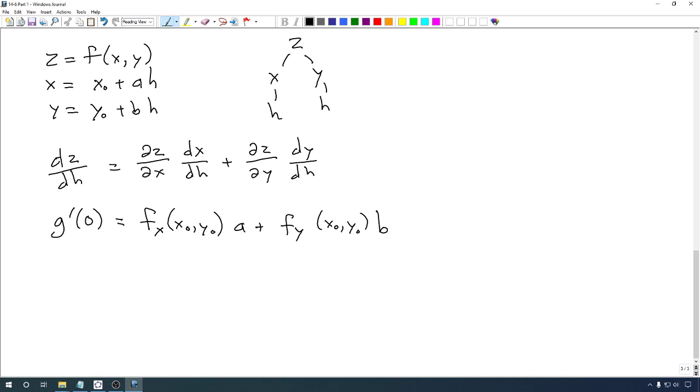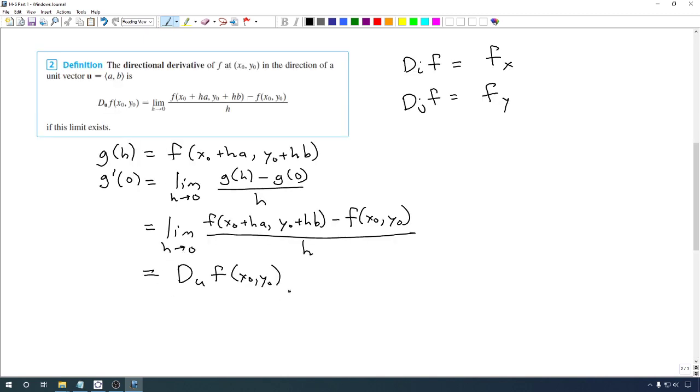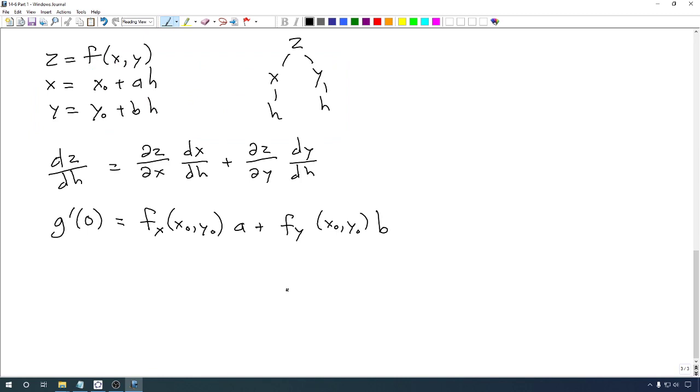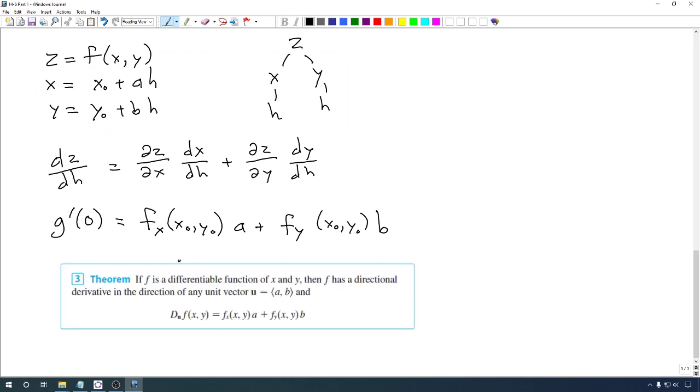So g prime of 0 is this formula in terms of the partial derivatives of f. But g prime of 0 was the directional derivative that we were looking for. Therefore, we have this result. Basically, we can always find the directional derivatives, assuming here that we do have a differentiable function. That was something that was kind of subtle in here where we didn't actually address it, but technically this only really works if we do have a differentiable function.